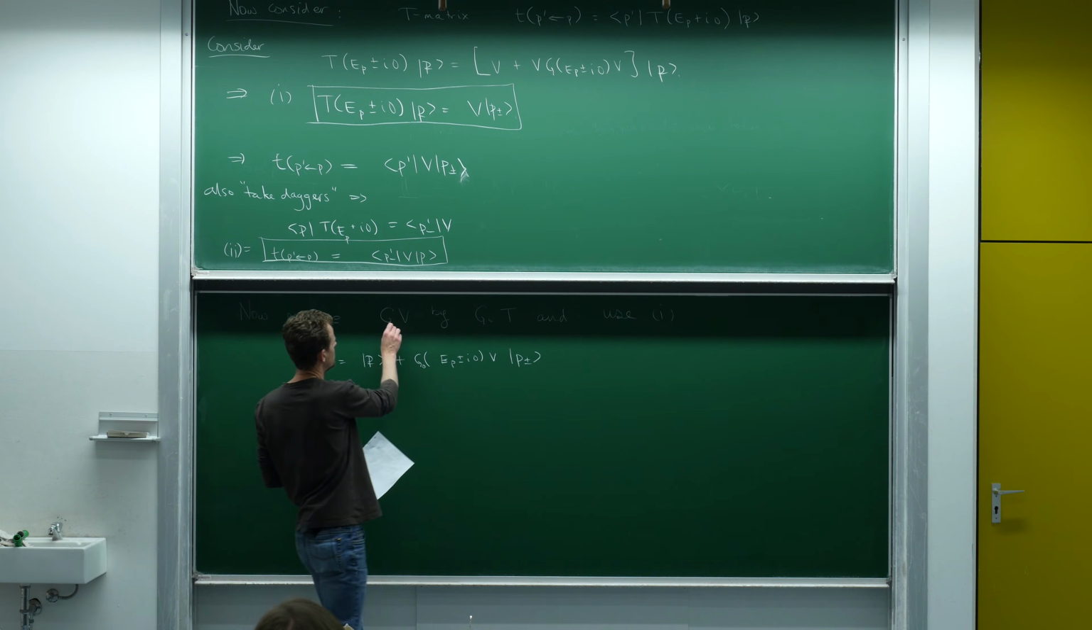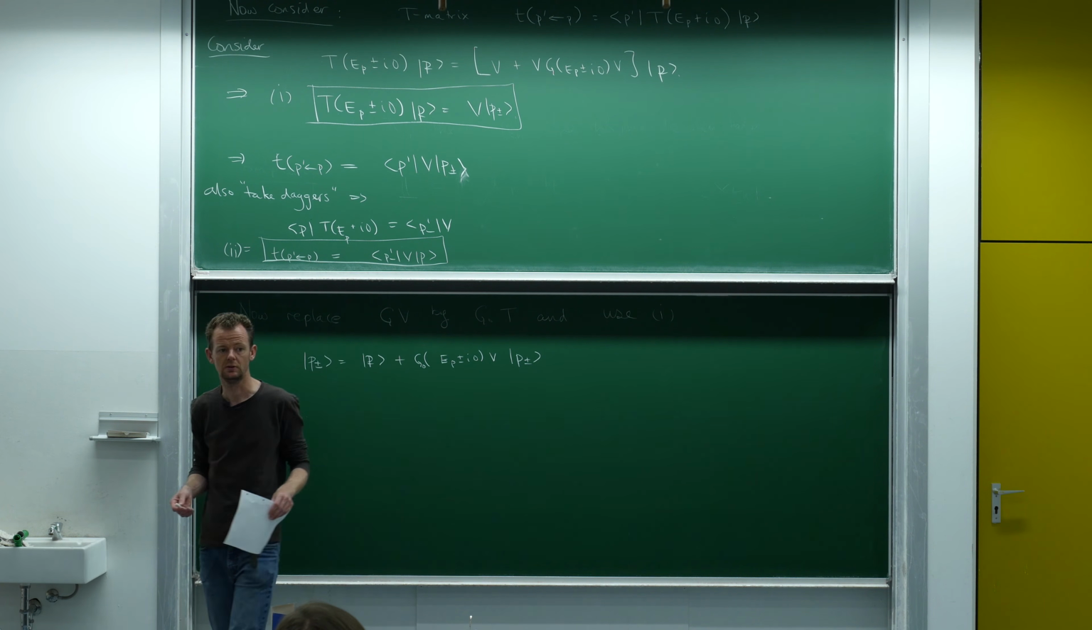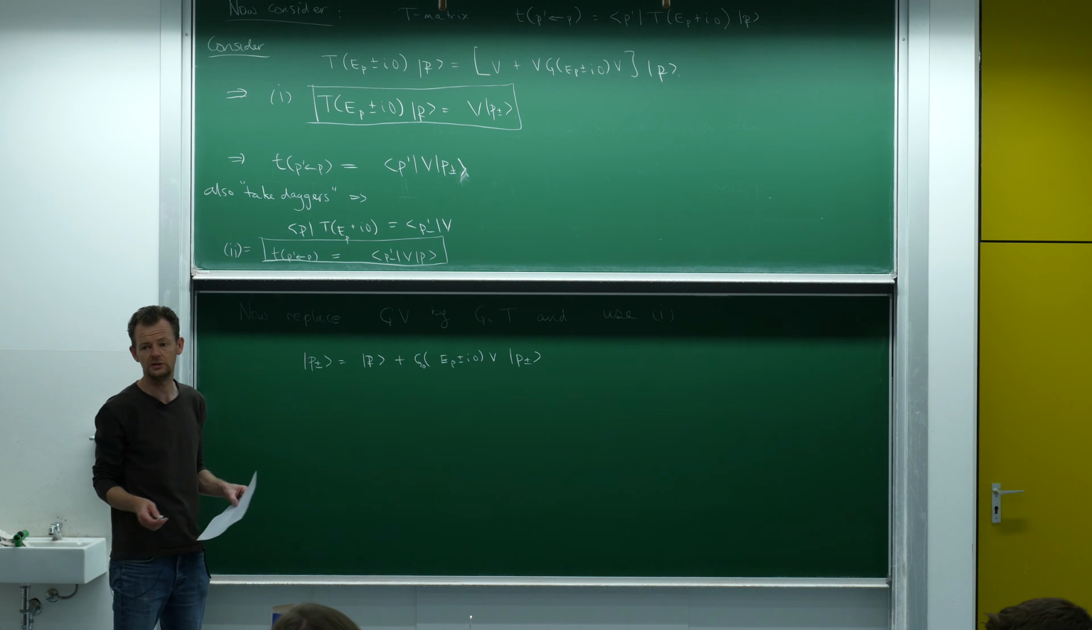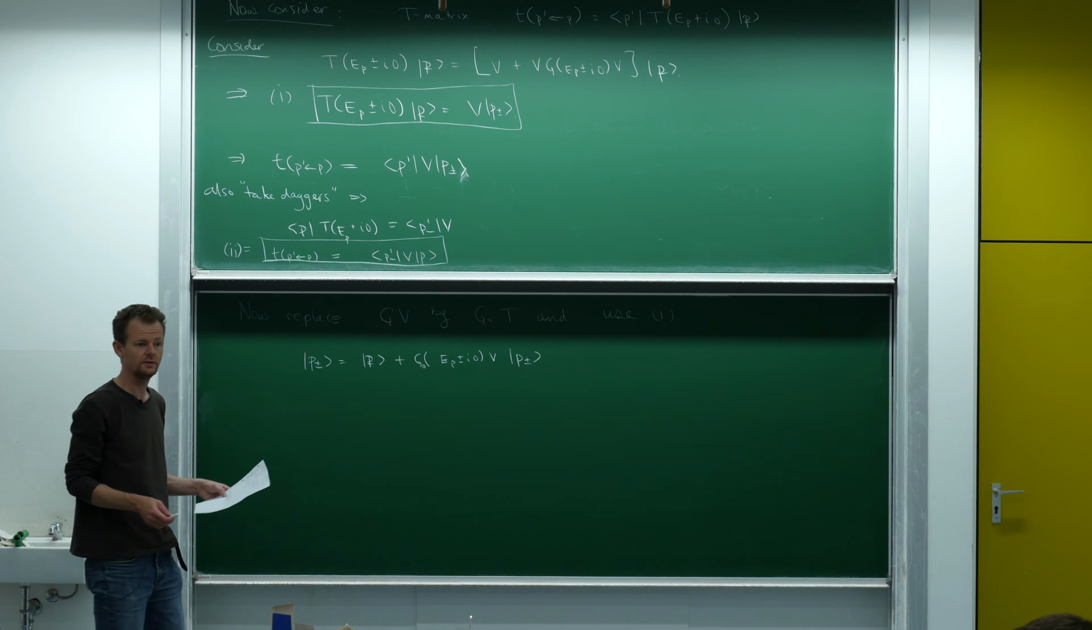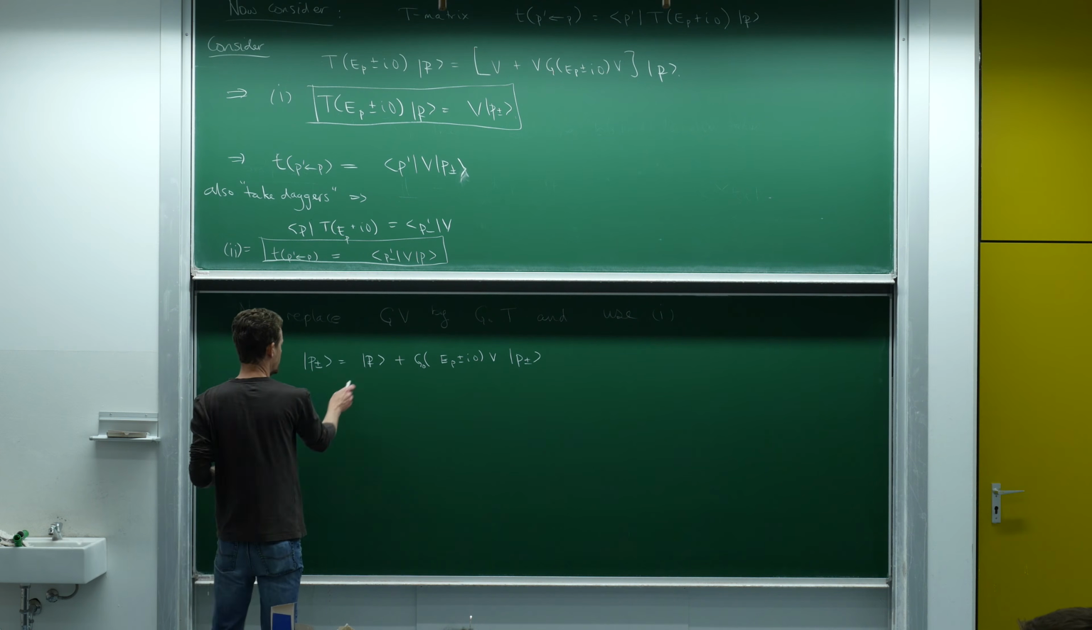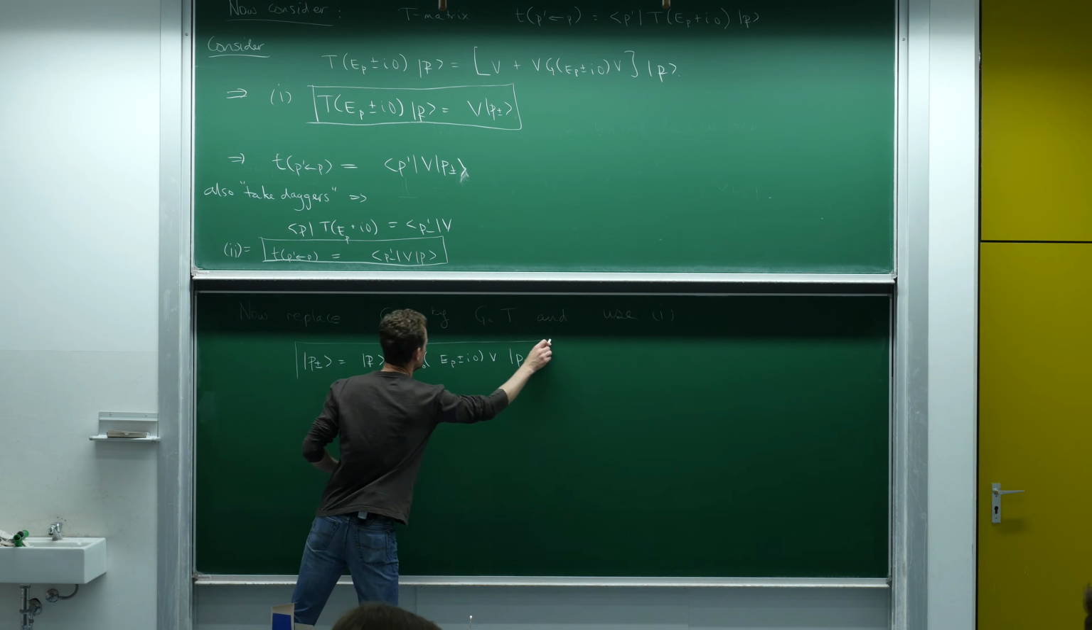Now remember, we can always intertwine G naught V and GV and G naught T. That also comes from the definition of T, and that allows us to derive what you might call the Lippmann-Schwinger equation.